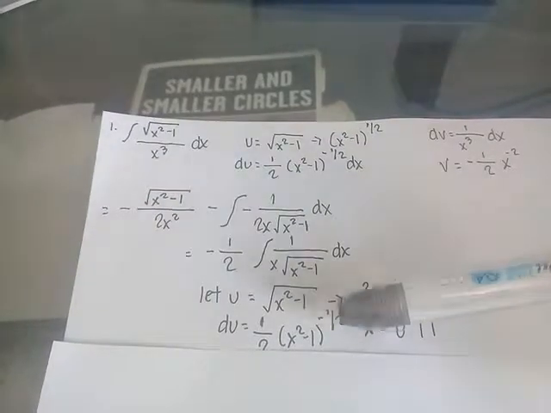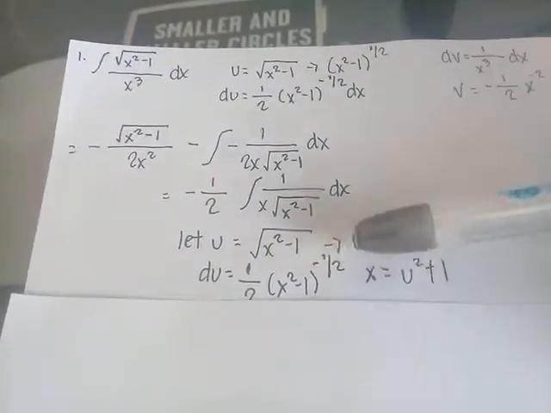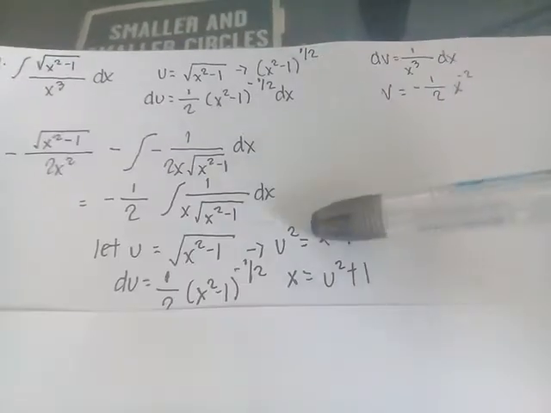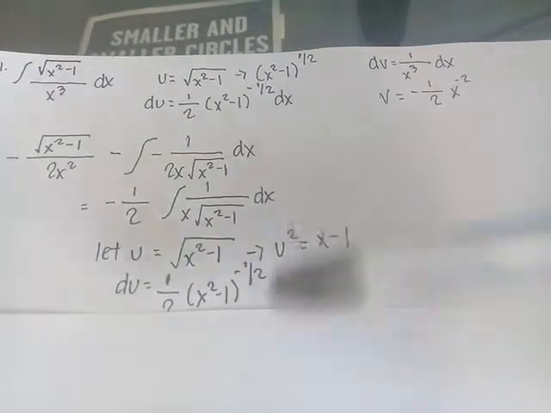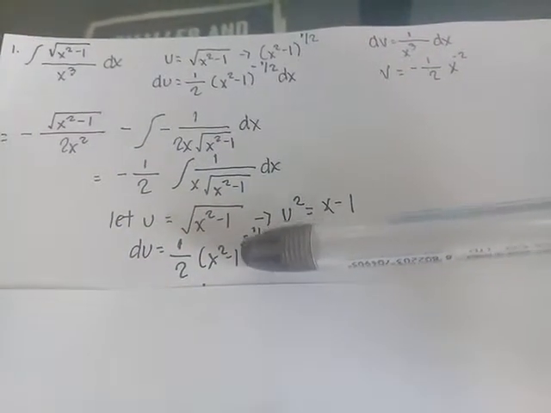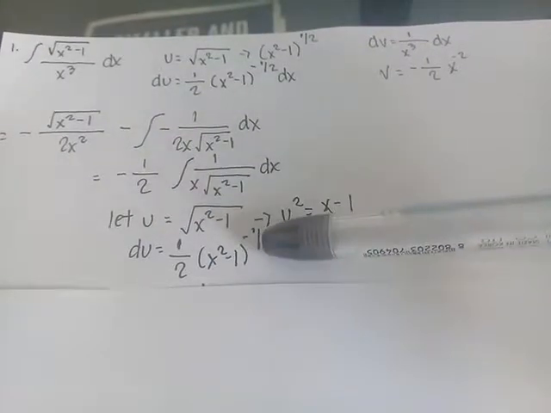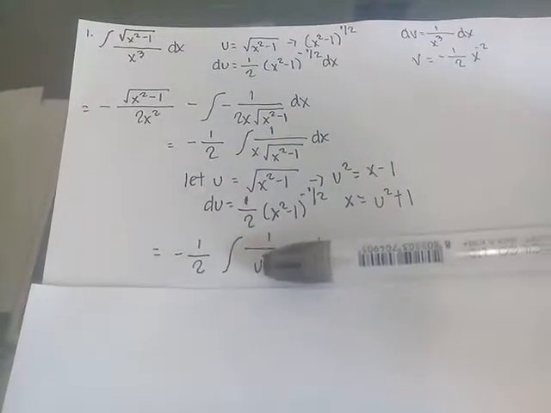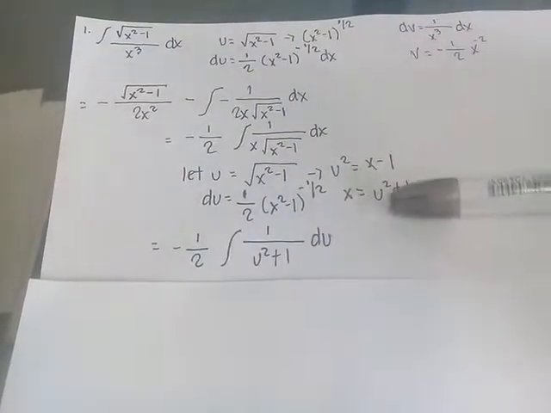For u, we have square root of x squared minus 1, then express it in terms of x. So we will first get the u squared so that we will get the x later on. For the du, we have 1/2 quantity x squared minus 1 raised to negative 1/2. So it's the same as this one earlier. So substitute the following. We will now have negative 1/2 integral of 1 over u squared plus 1 du.